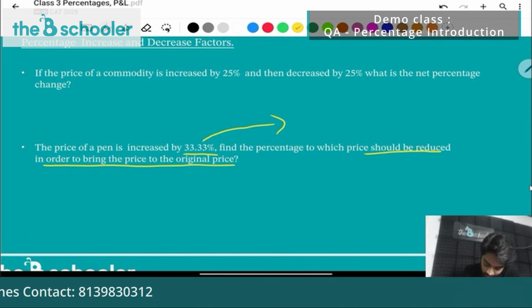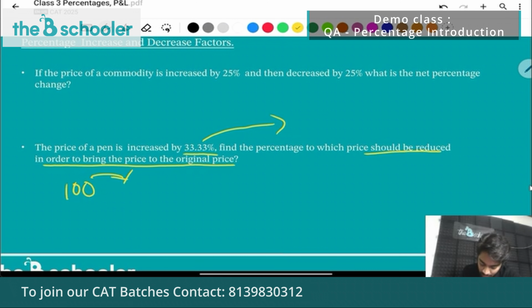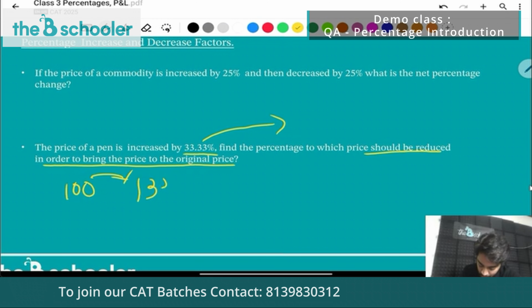Now one way of doing this is, let's assume the price of the pen is 100. Okay, it increased by 33.3 percentage, so you will add 33.3, so the new price is 133.33.